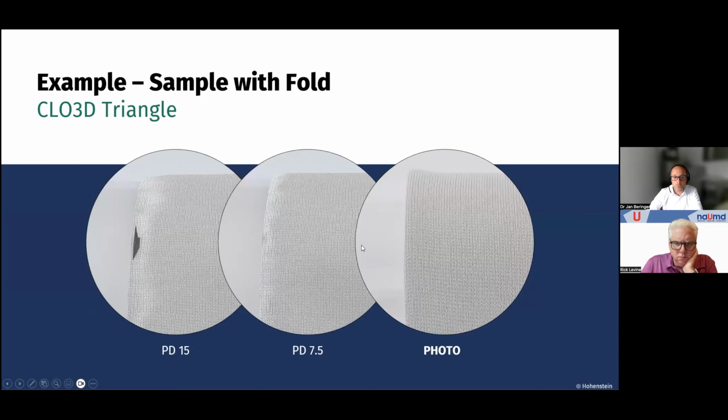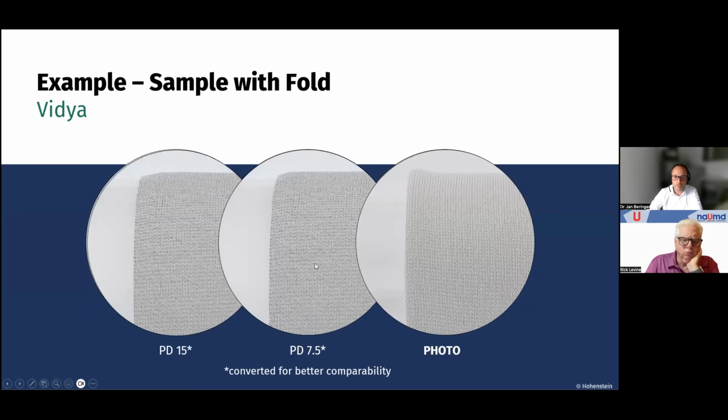When we look at the sample with fold, again, going back to Clo 3D with particle distance 15, 7.5, and the photo, 15 is definitely too high, 7.5 looks to be a sweet spot, so it's pretty close to the real physical appearance of the fabric. Same for NVIDIA, 7.5, again, is a good match between the real sample and the simulation. Again, we have converted the units from NVIDIA for better comparison.